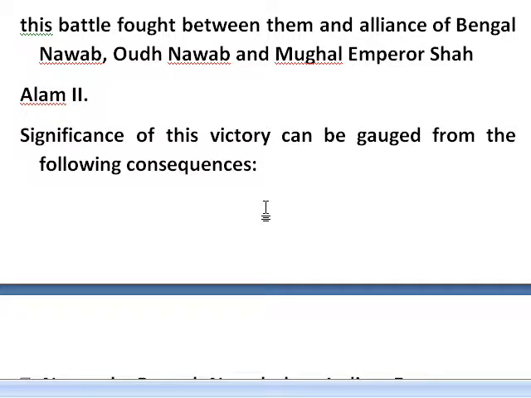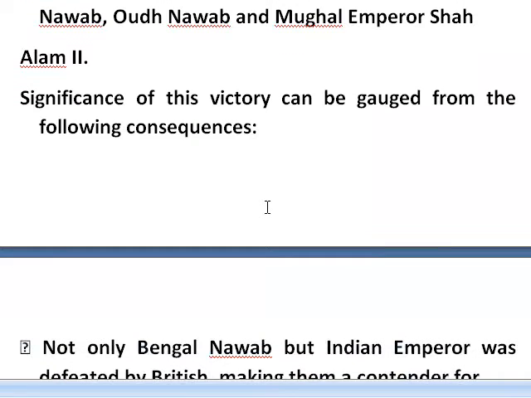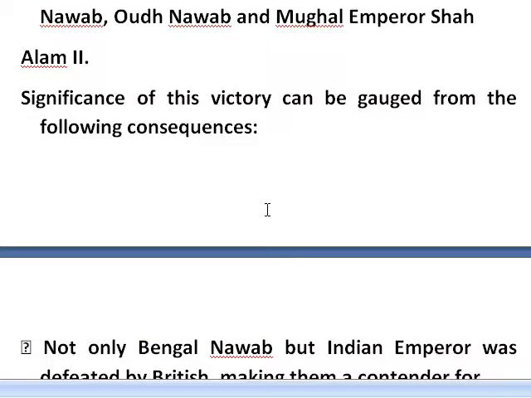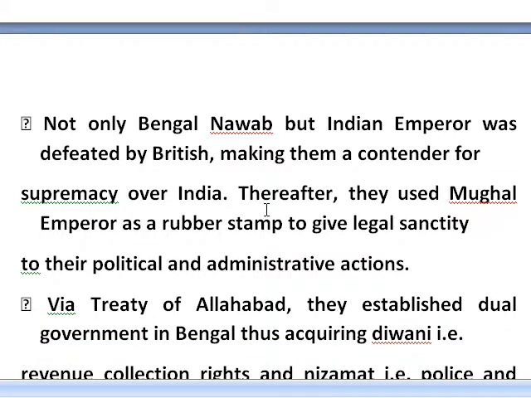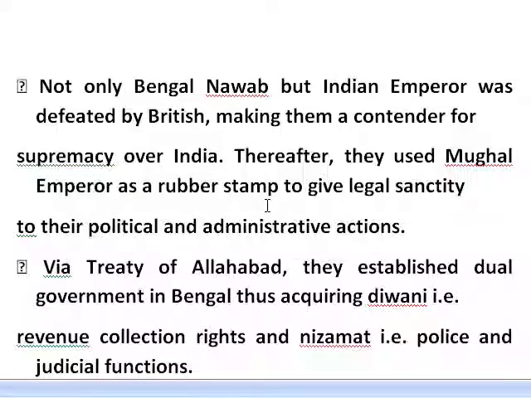Significance of the victory. Significance of this victory can be gauged from the following consequences. Not only the Bengal Nawab but the Indian Emperor was defeated by the British, making them a contender for supremacy over India. Thereafter, they used the Mughal Emperor as a rubber stamp to give legal sanctity to their political and administrative actions.